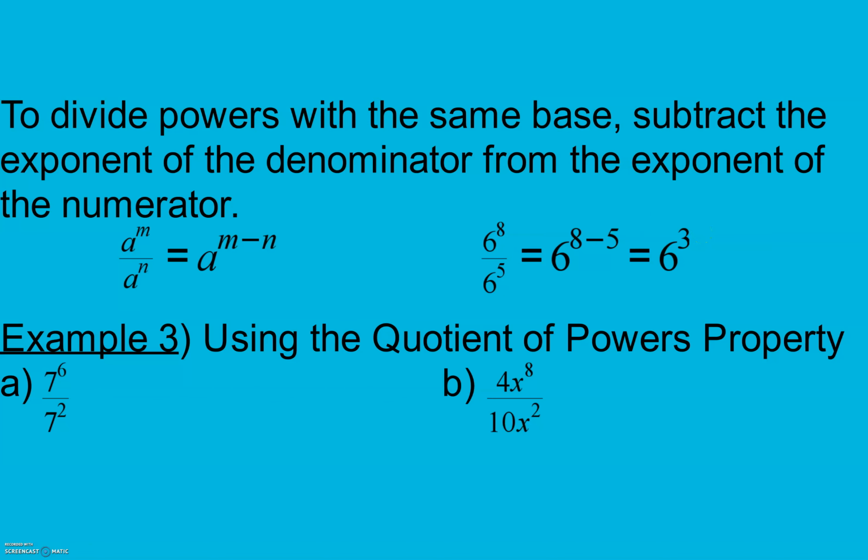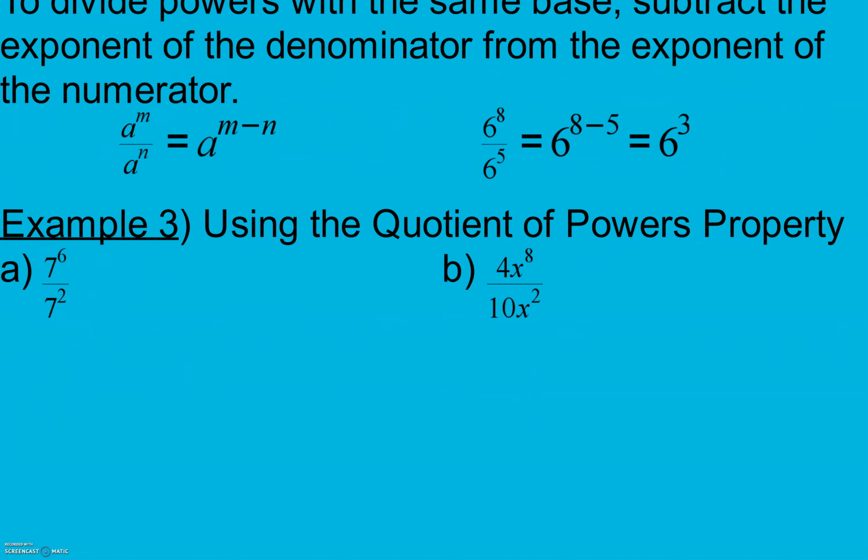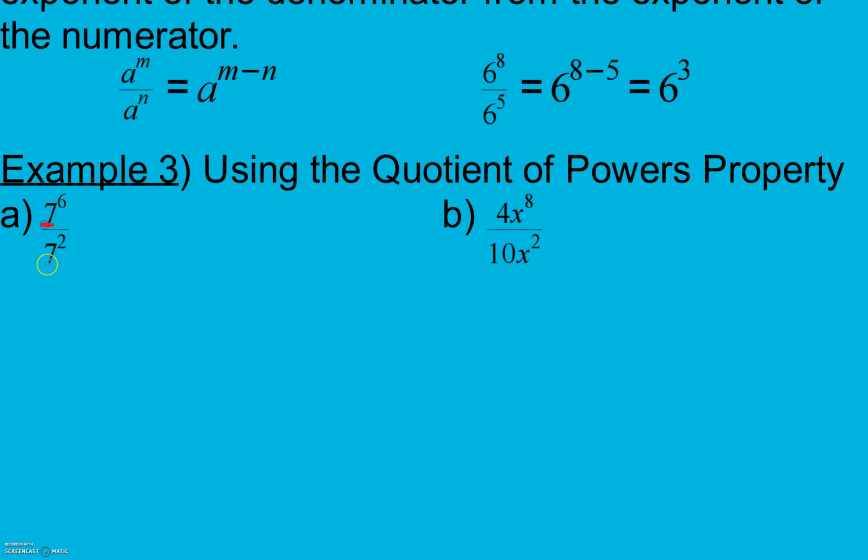So in example 3, here my bases are both 7s. So I keep my base, and when I divide powers with the same base, I subtract my exponents. I like to think about it as 6 minus 2. If we just use that little portion of our fraction bar, it looks like a subtraction sign. So I'm going to subtract them here. 6 minus 2. So again, my base stays, and I get 7 to the 4th power.